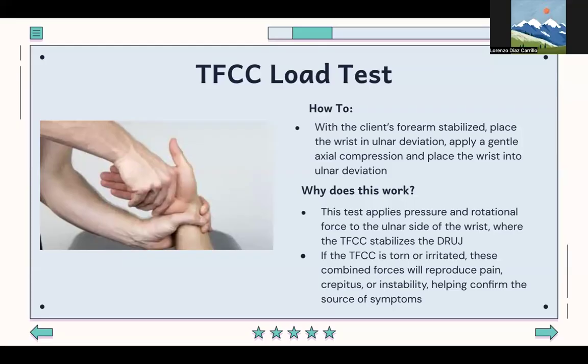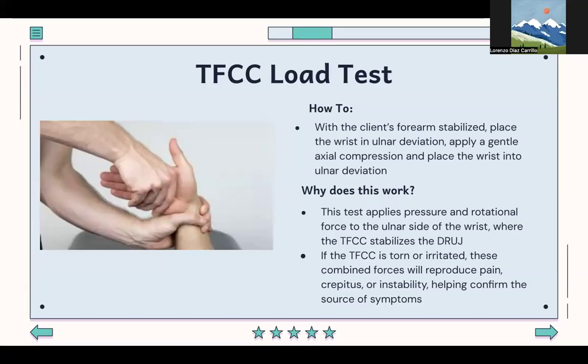So when the wrist is placed in ulnar deviation, and you apply compression and then rotate it through pronation or supination, we're targeting the specific region where the TFCC resides, right after the DRUJ. In a healthy wrist, the TFCC absorbs and manages that force with no issue. But if there is a tear or degeneration, those same forces can cause a client to feel pain, clicking, grinding, or even signs of instability.